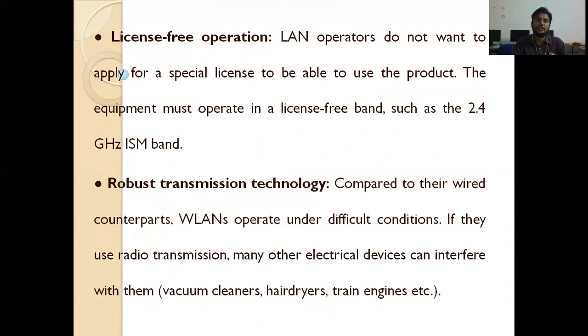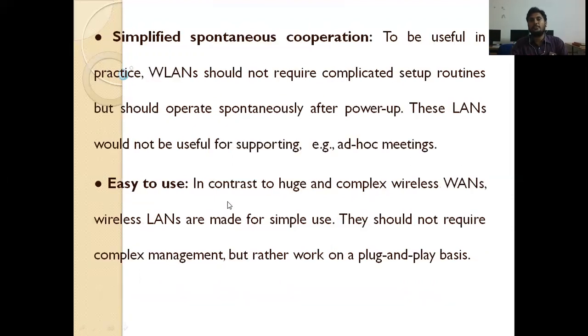And robust transmission technology. Compared to their wired counterparts, wireless LANs operate under difficult conditions. If they use radio transmission, many other electrical devices can interfere with them. That's what we discussed earlier. If you are using wireless transmission for data packets, there is a possibility of packet loss, and some miscommunications also happen in wireless communication. That is robust transmission technology.